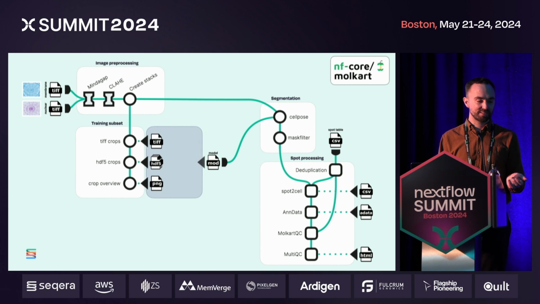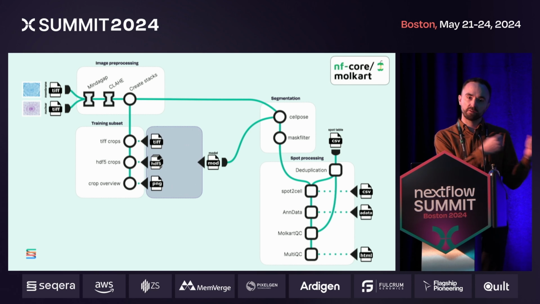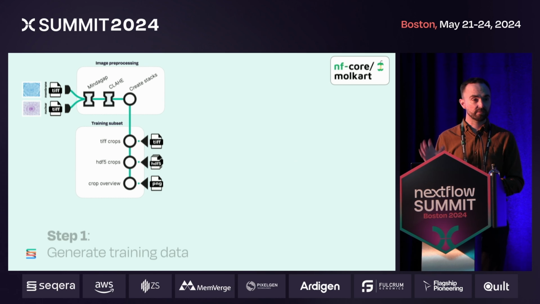But there exists this gap where we need to inject some human intervention. The Molkart pipeline is great. It does almost everything we need, but there's just one little gap that we need to fill. We need to turn that training data into a custom model, and we need real eyes and real hands to do it. So, of course, this is a perfect case for Data Studios. That's the demo we're going to show.